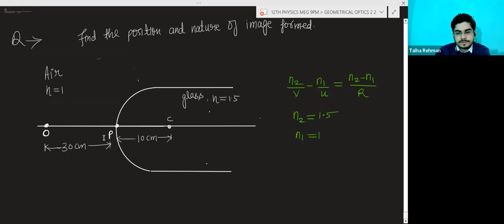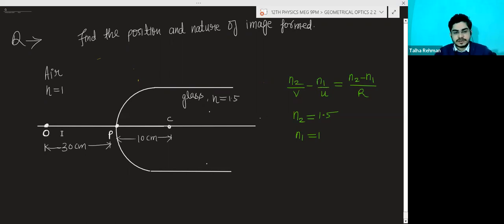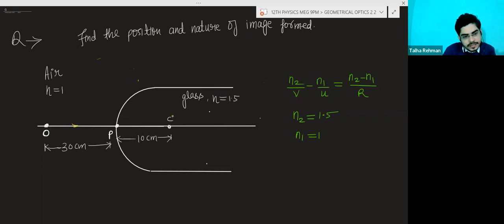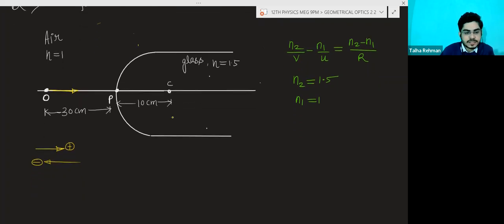And this is the object distance, which is 30 centimeter. One thing I told you: the direction of the incident ray will be positive. If you are measuring the distance in the direction of the incident ray, then that distance you will take positive according to the sign convention. The object is here and light is going in this medium, so the incident ray direction is this. This direction is the positive direction and this direction is the negative direction, because this is the direction of the incident ray.